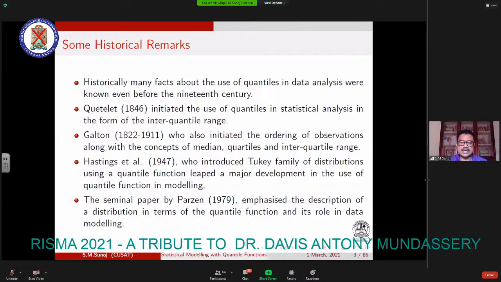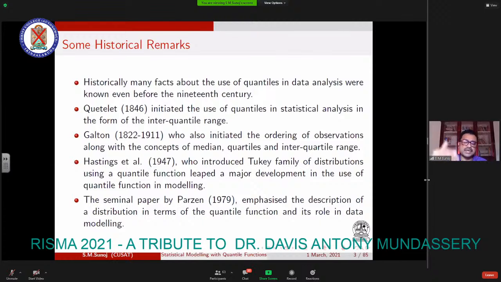But Hastings et al. in 1947 introduced the Tukey lambda distributions using the quantile function, which led to a major development in the use of the quantile function in modeling. We'll be discussing these Tukey lambda distributions. That is actually a good model for representing some of the reliability aspects compared to the other existing models. And later, Parzen, in his seminal paper, emphasized the description of a distribution in terms of the quantile function and its role in data modeling. This paper is a very interesting paper.